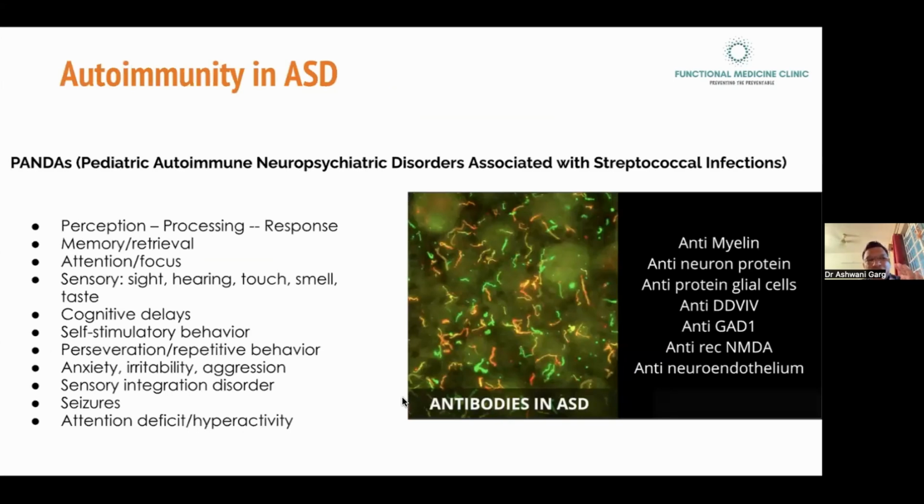Now, autoimmunity in ASD, one of the problems could be PANDAS, which stands for pediatric autoimmune neuropsychiatric disorders associated with streptococcal infection. Of course, this is just one part of the whole autoimmune cascade, right? Now, when children have this problem, their perception and processing response can be poor, their memory retrieval can be poor, their attention focus can be poor, their sensory sights, hearing, touch, smell, taste can be poor, and their cognition can be poor. They might have self-stimulatory behaviors, irritability, aggression, sensory issues. A lot of these problems could be driven by an autoimmune process caused by streptococcal infections, which technically we now call PANDAS.